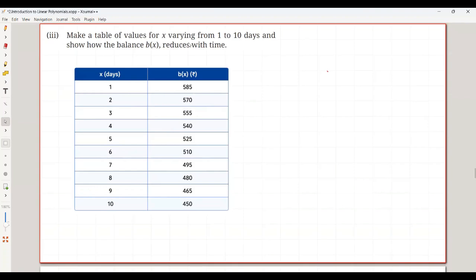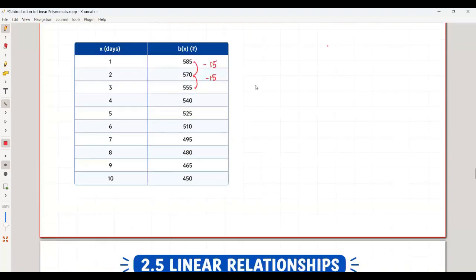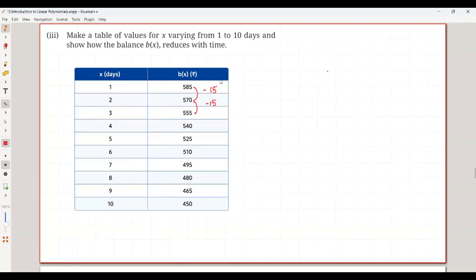Every day the amount is decreased by rupees 15, so every time we just subtract 15 to get the next answer. That is the tabular column. So this is the concept. Today's class we learned about linear growth and linear decay, and based on that we have completed the exercise.